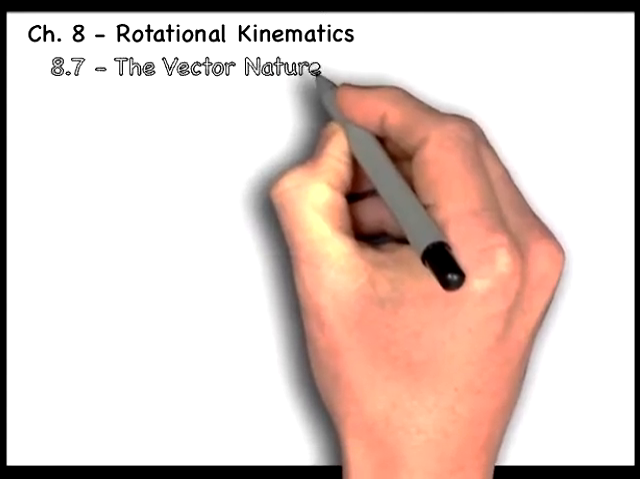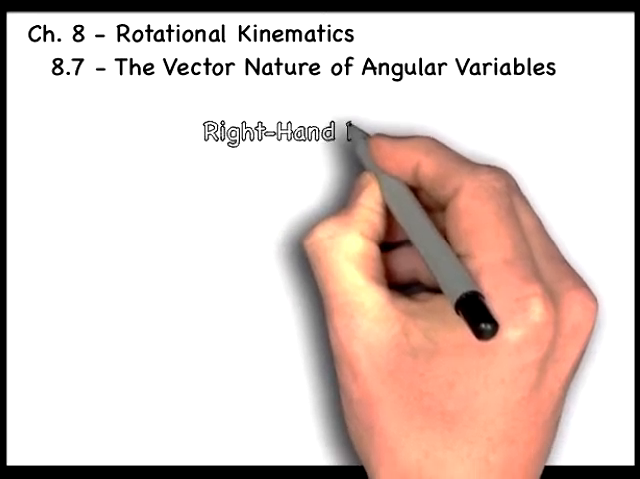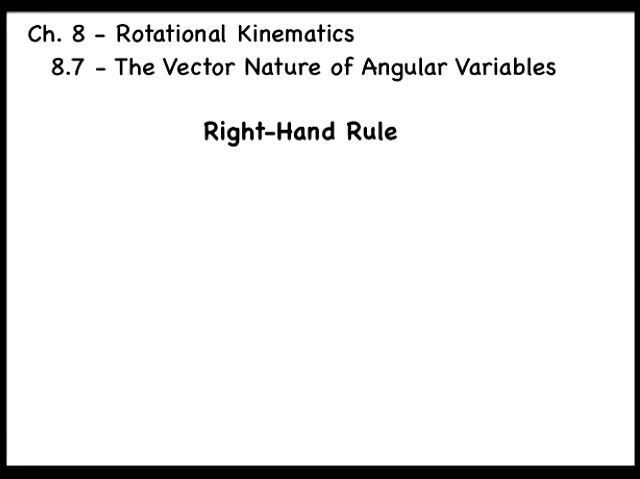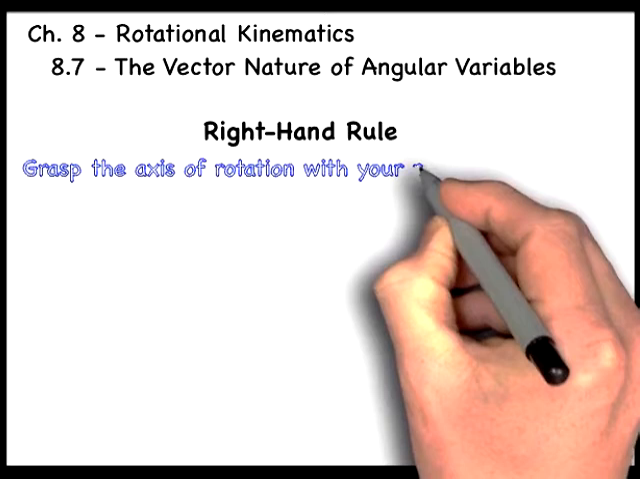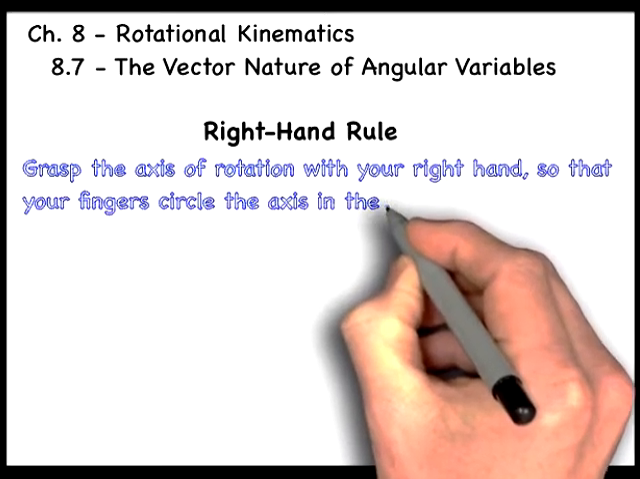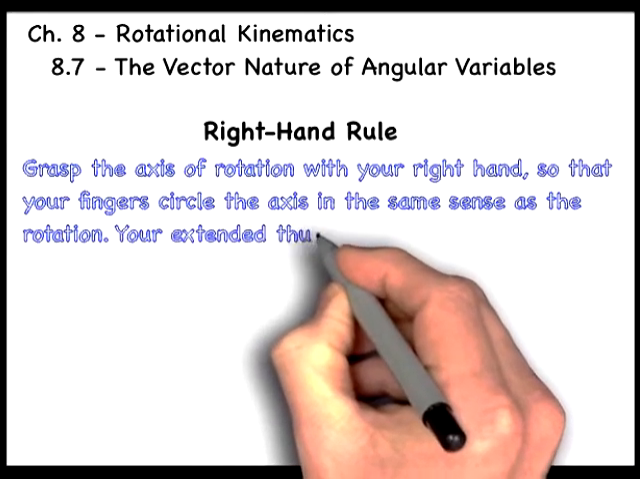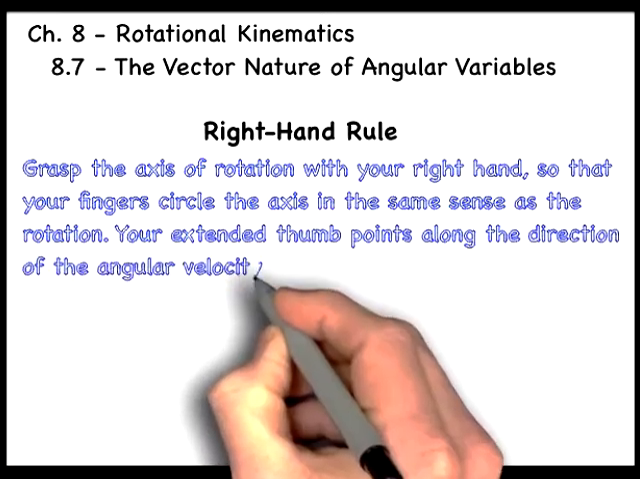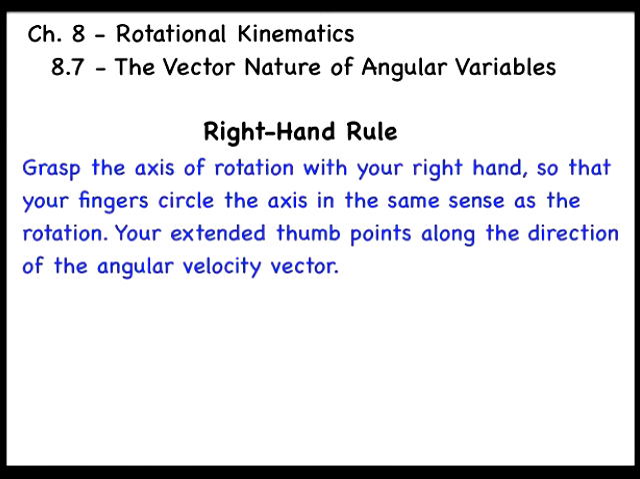In this section we discuss the vector nature of angular variables. Consider the angular velocity vector of an object rotating about an axis. The direction of the angular velocity vector is defined by the right-hand rule, which is applied as follows. Grasp the axis of rotation with your right hand so that your fingers circle the axis in the same sense as the rotation. Your extended thumb then points in the direction of the angular velocity vector.